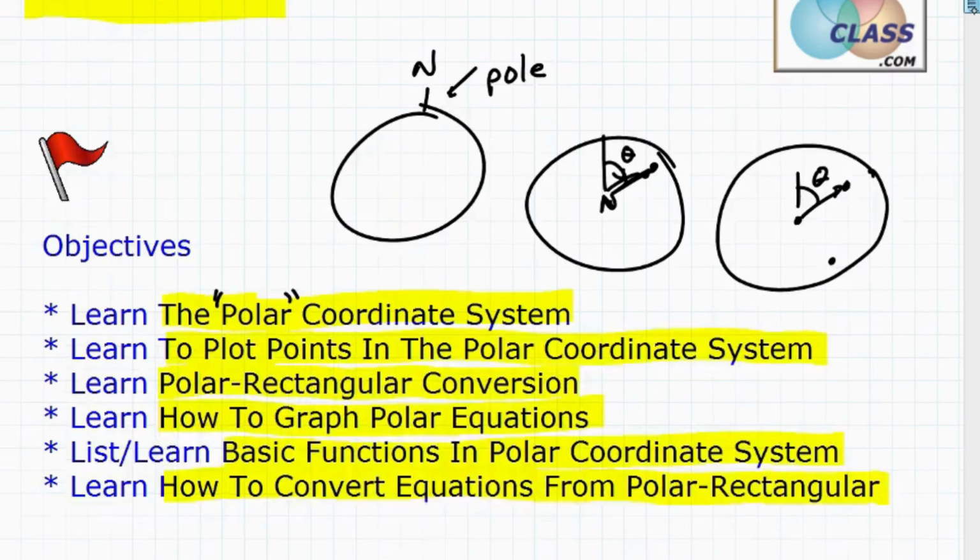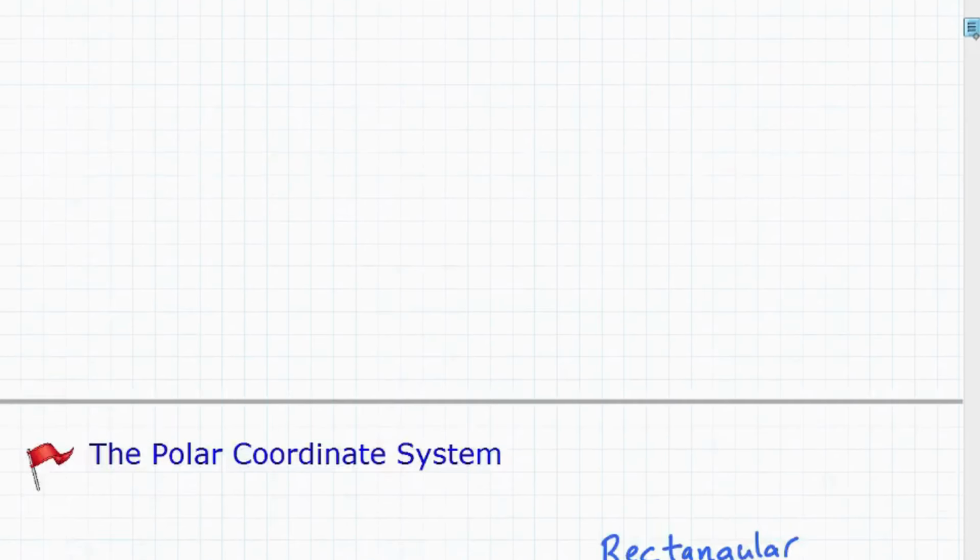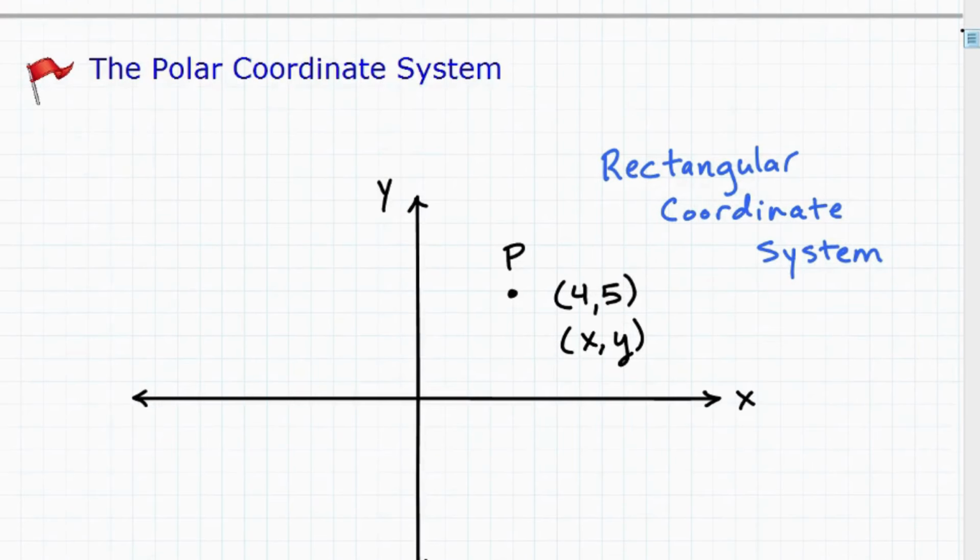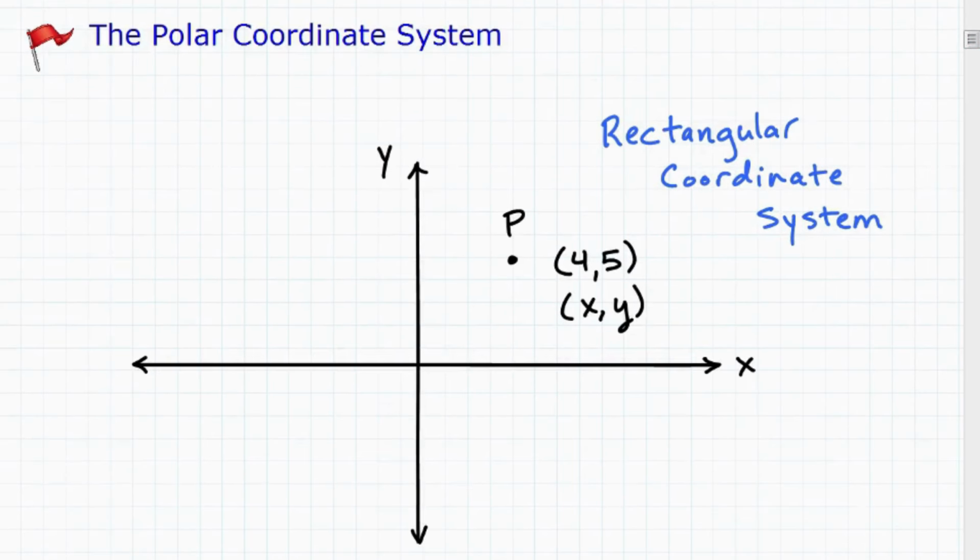So let's get to it. Up to now, we've been using the good old dependable rectangular coordinate system. If we wanted to plot a point, let's say we have a point P here, and I wanted to know the location of that particular point, I can just use my XY ordered pairs to get there. So this point could be, for example, the ordered pair (4, 5). That's the rectangular coordinate system, and it works very well.